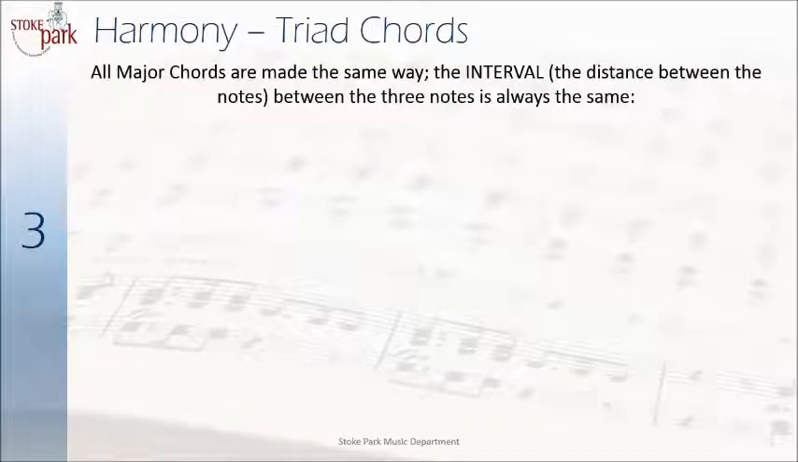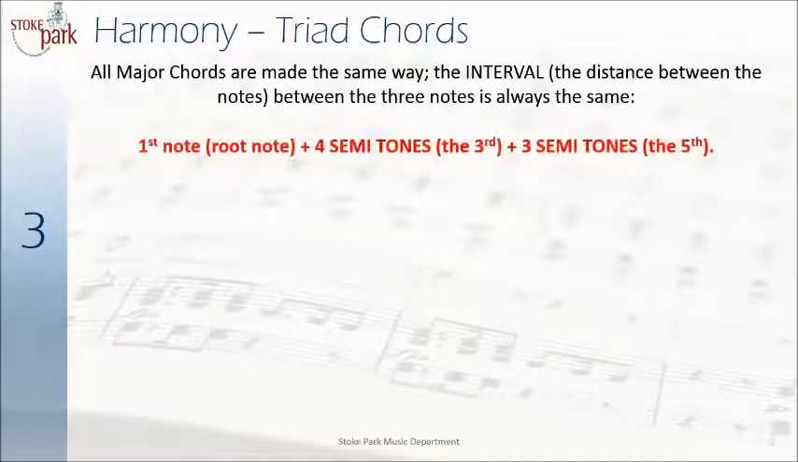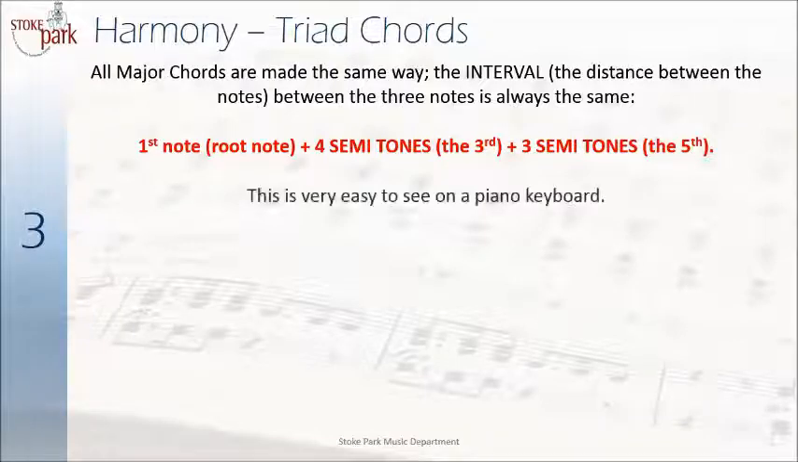So all major chords are made in the same way. So the interval, that's what we call the distance between the notes, like is it a tone, is it a semitone, it's always the same, okay? So the first note is the root note, right? And then if you move up 4 semitones, you get to the 3rd, which is the middle note of the chord. And then from that note, if you move up 3 semitones, you get to the 5th, which is the top note of the chord.